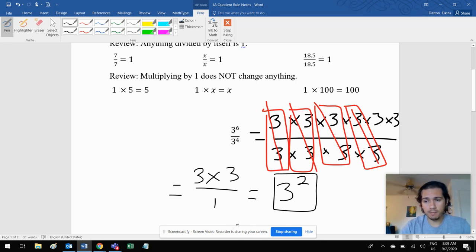You don't have to write over 1. Every number is being divided by 1 at all times. It's just not something that you have to write, and that'll come up a lot in this unit. So if you have to divide by 1, just don't bother writing it.